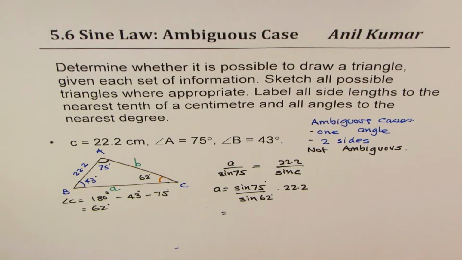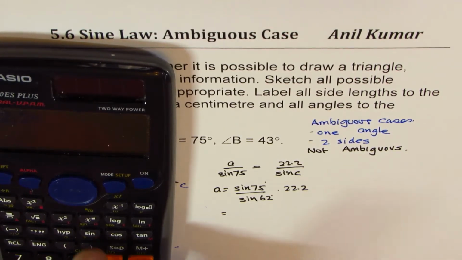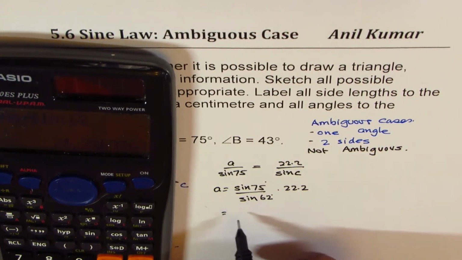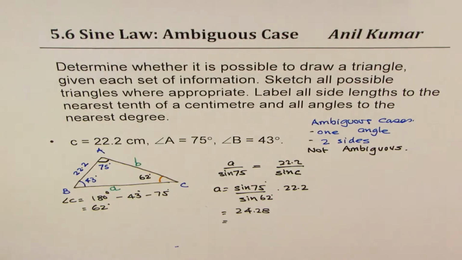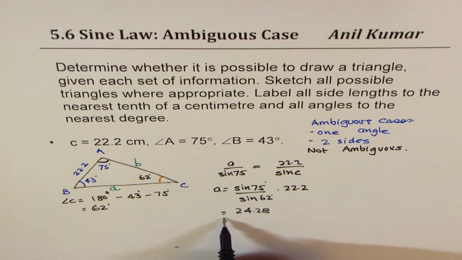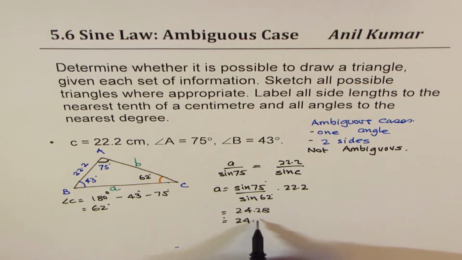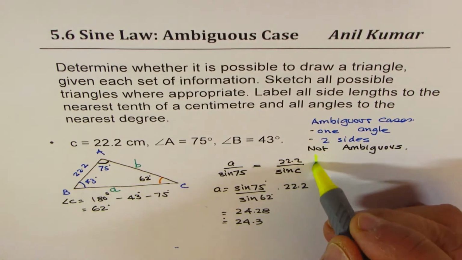So we can calculate a using the calculator. Let's do this first multiplication. I prefer to write numbers first: 22.2 times sine 75 equals, and then we will divide by sine 62. If you do it like this, you may not get errors. That gives 24.28. Else sometimes you may get wrong answers or errors. It also says we have to do it to the nearest tenth, so we'll round it to 24.3. Does it make sense? So that is how you're going to solve the triangle. Okay, so we have found one side.